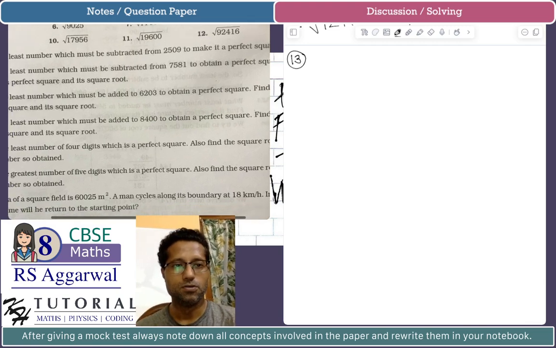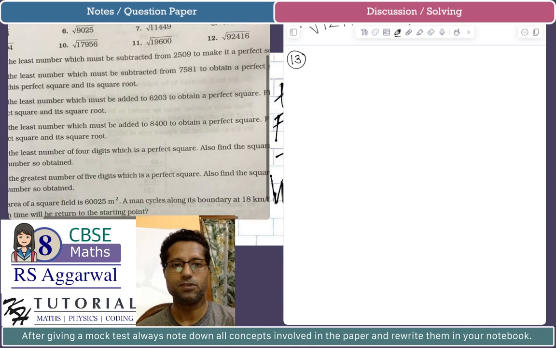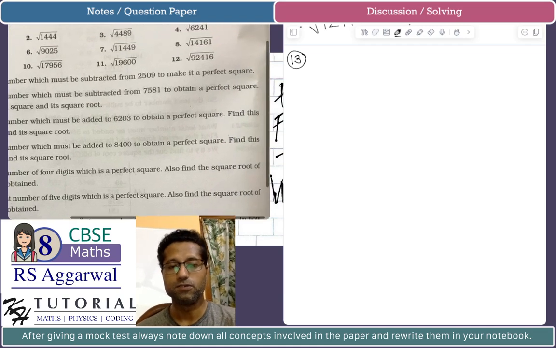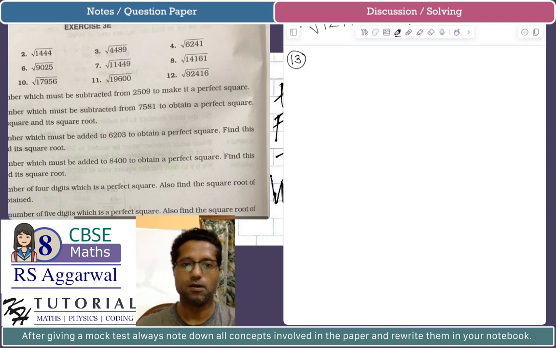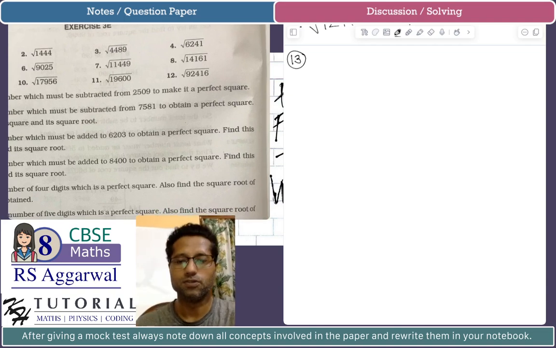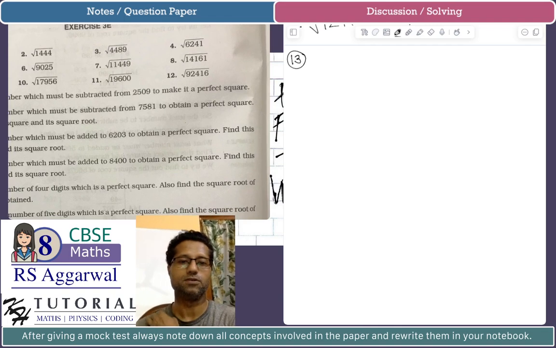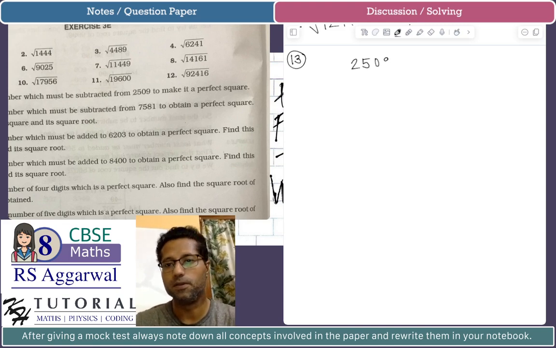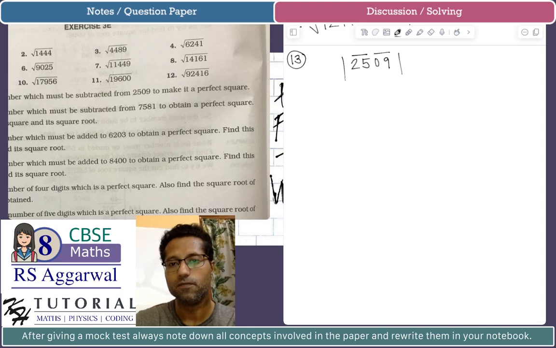So it is saying find the least number which must be subtracted from 2509 to make it a perfect square. The first thing is that we have to do the long division method of 2509, which is the given number. So let's do it. 2509, I will create the periods 09 and 25. The leftmost period is 25. Clearly the divisor will be 5, since 5 multiplied by 5 is 25. I will subtract from the leftmost period, it becomes 0.